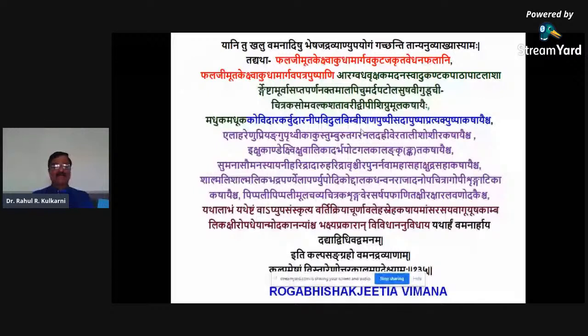Then Ela, Harenu, Priyangu, Prithvika, Kustumbara, Agarodis, etc. till Shringavera, Sarshapaka, Fanita, etc. These are other dravyas which are also additives or prakshepaka in the different kalpas of these Vamanas.